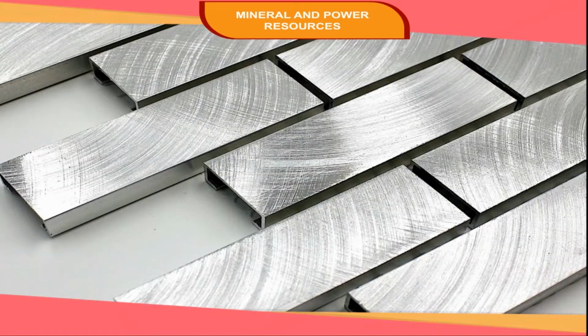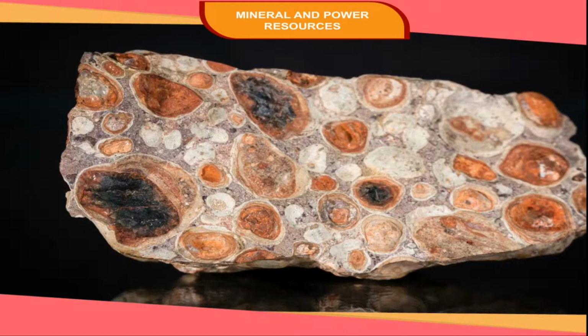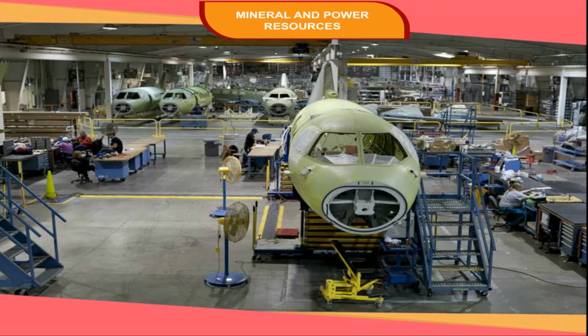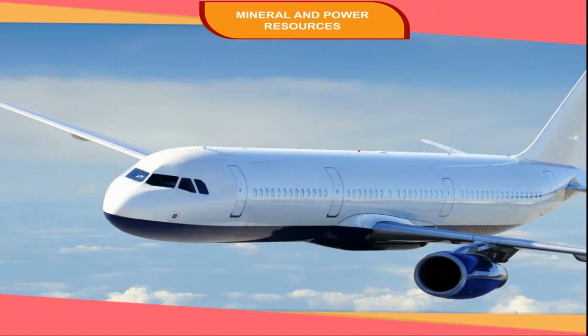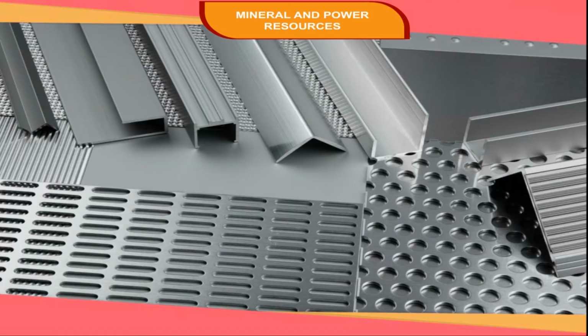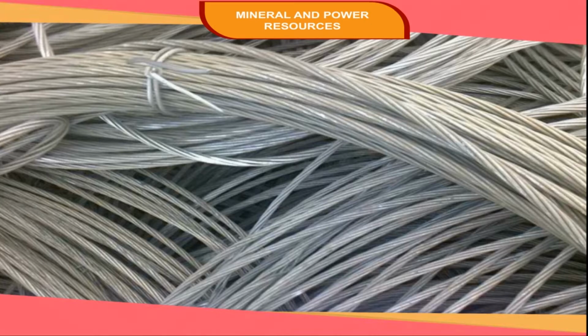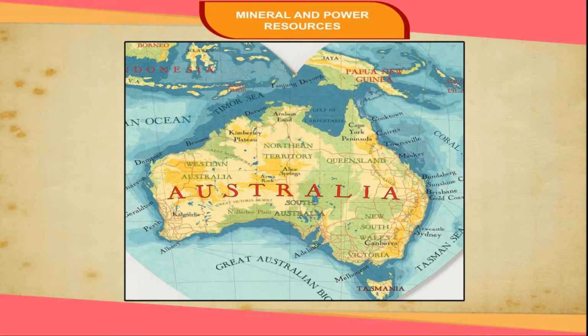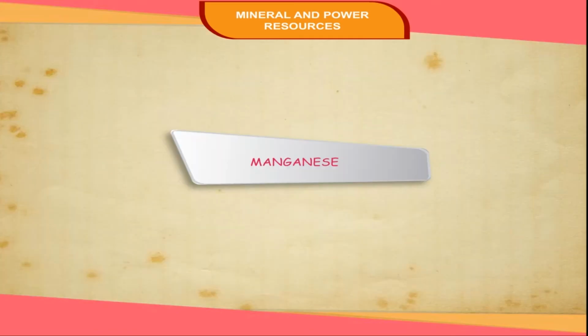Bauxite. Aluminium is extracted from its ore called bauxite. This metal is light in weight and is preferred to iron in many uses. The aircraft industry is a big user of aluminium. Other industries that use aluminium are electrical and coin minting. The major producers of bauxite are Jamaica, France, Australia and USA.